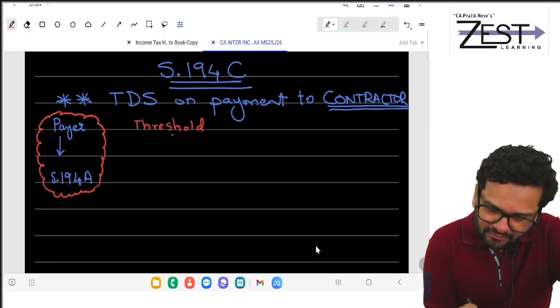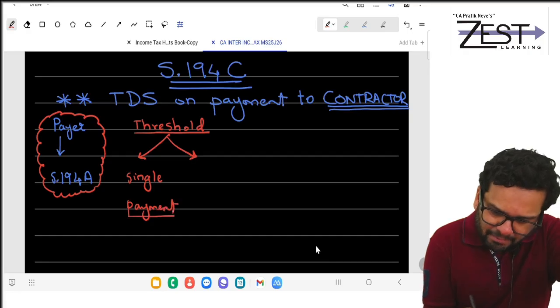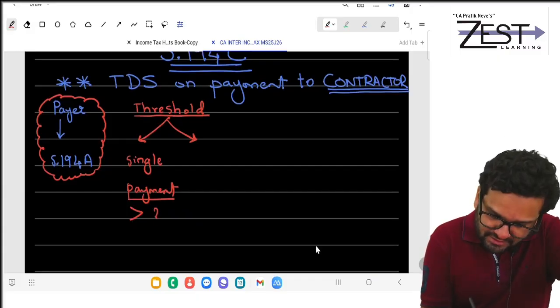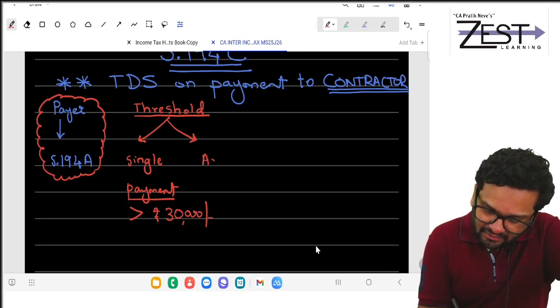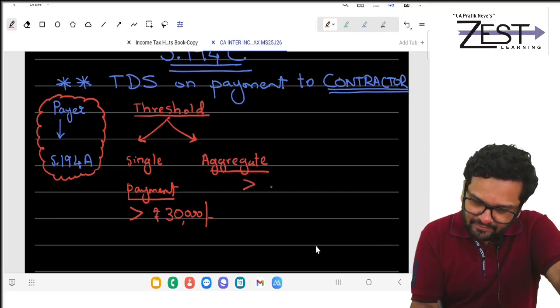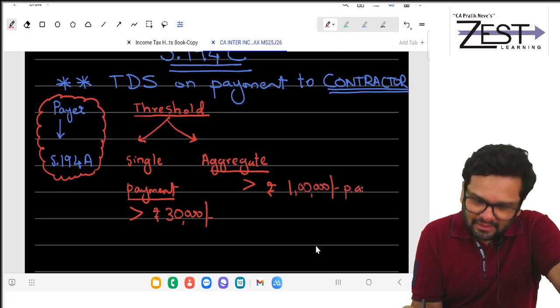Threshold is interesting. Two possibilities. Single payment: when will this TDS provision apply? If a single payment is exceeding rupees, how much? 30,000. And if aggregate, meaning sum total of payments, is exceeding how much? 1 lakh per annum.